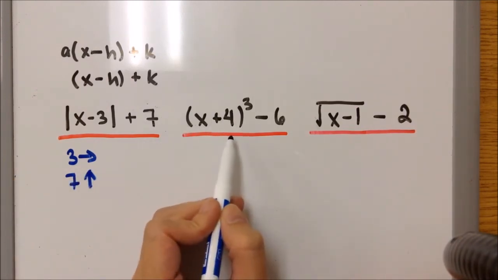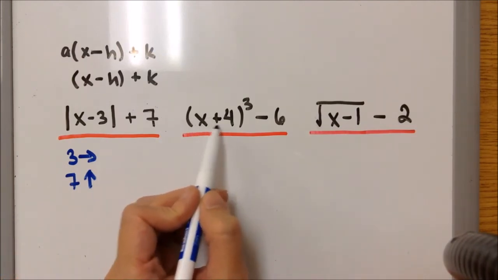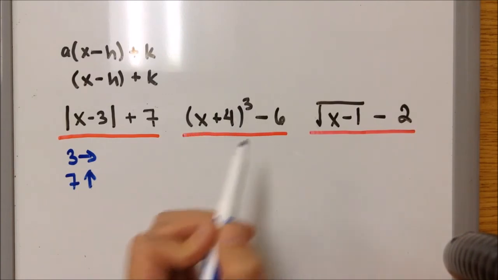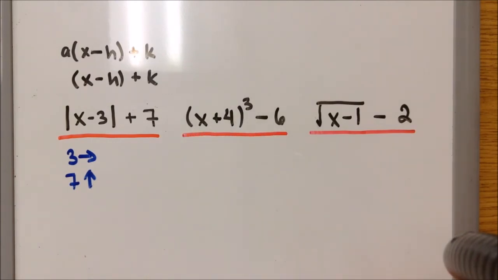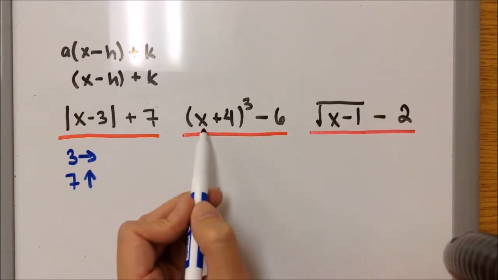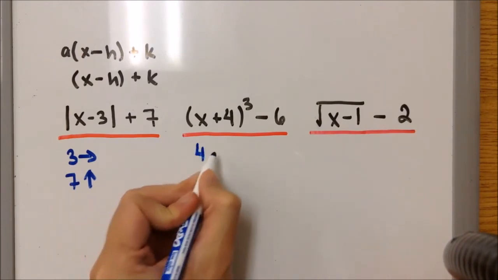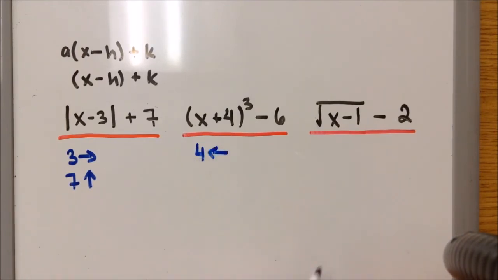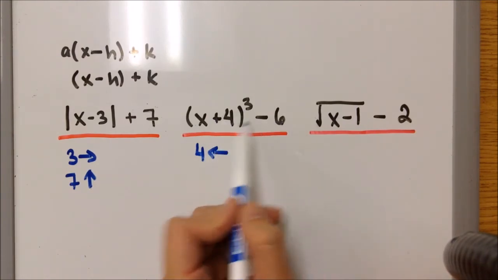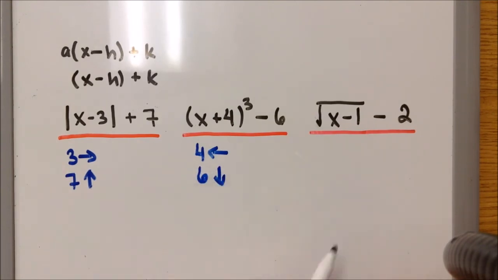The second example of this part, we have the cube of x plus 4, then minus 6. So the cube of x plus 4, minus 6. Since it's x plus 4, that means 4 units to the left, and then since it's minus 6 after the function, it's going to be 6 units down.